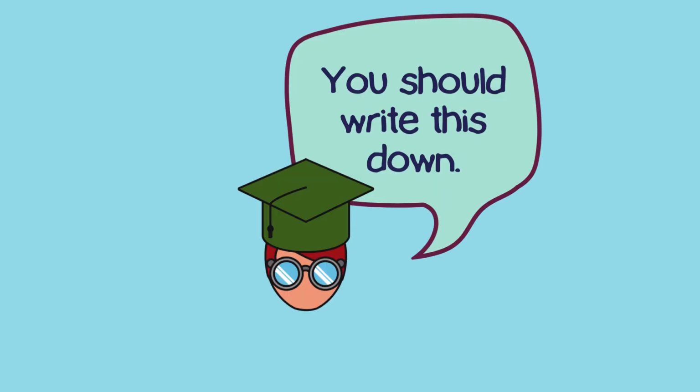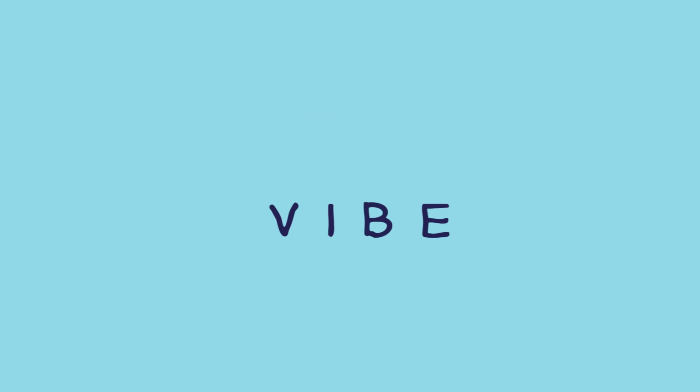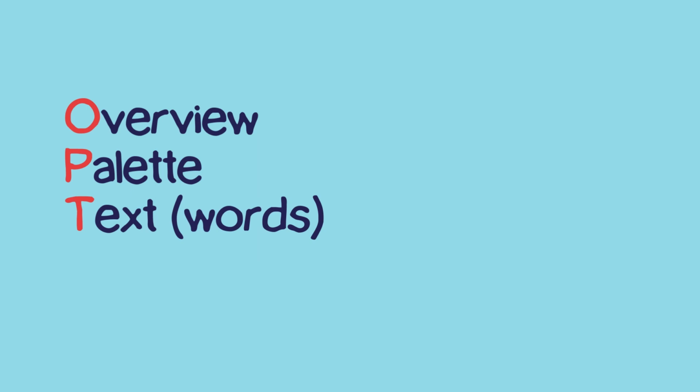I've put them into a handy acronym for you that's easy to remember because it's on the theme, optic vibe. Consider some of these ideas and techniques when you're tackling a visual text analysis. O is for overview. What are the elements of the text? P is palette or the colour scheme. T is the text, that is, the words inside the wider text.